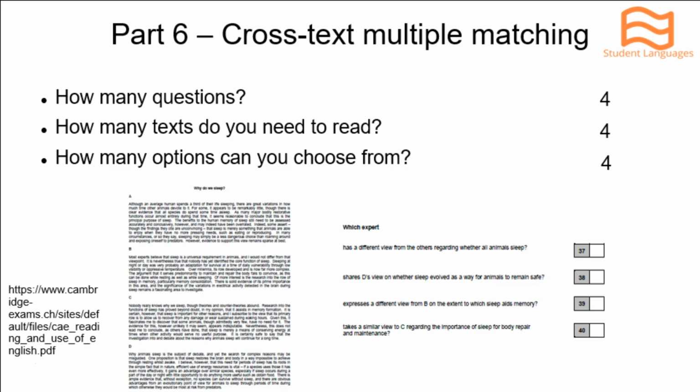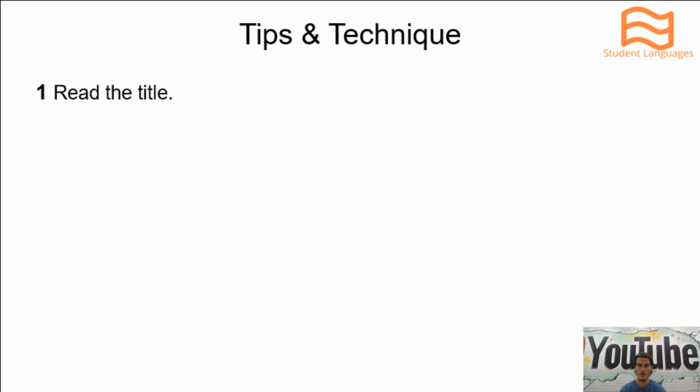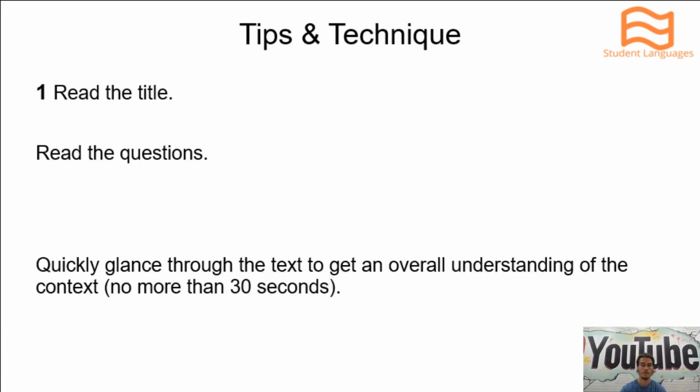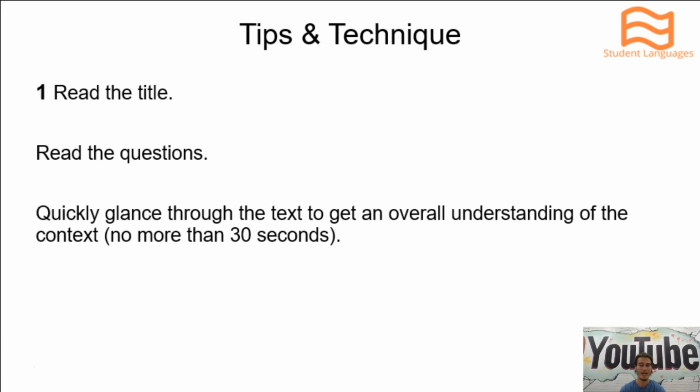Okay. So here's my first tip. Read the title. Then read the questions. Then, quickly glance through the text to get an overall understanding of the context, and take no more than 30 seconds to do this. Because the title might not give you a complete idea of what it's about, so very quickly read through the text. Just take 30 seconds to get an overall understanding.